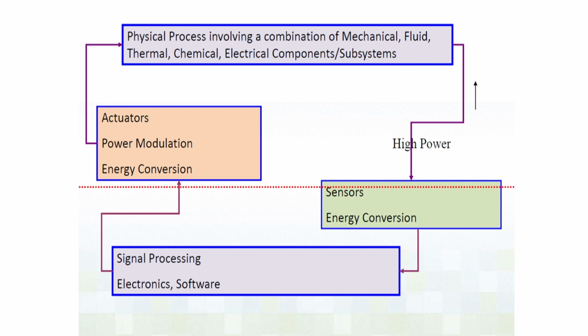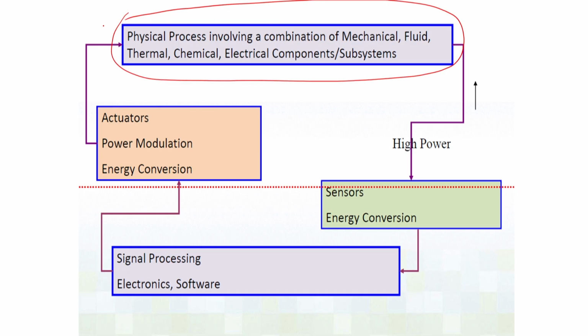Now, the domain in which we are in the real world is the physical world, where processes involving a combination of mechanical, fluid, thermal, chemical, electrical components and subsystems work. And this world is continuously probed by the sensors, but the sensors need very little energy. Whatever sensors you have seen, they can all be run possibly at the level of milliwatt kind of power. So, they need little energy. They are in the low power domain.